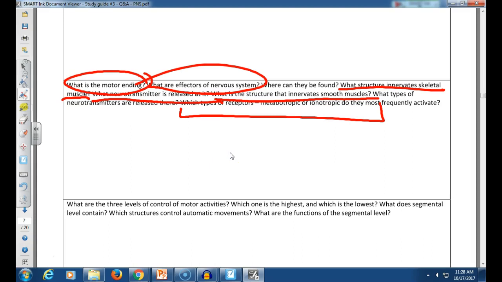Think about this. What types of receptors are you going to encounter on the skeletal muscle? Ionotropic. Why? Because they are fast, and your skeletal muscle responses are fast. Metabotropic receptors are slow, and your autonomic responses are generally slow. We good?